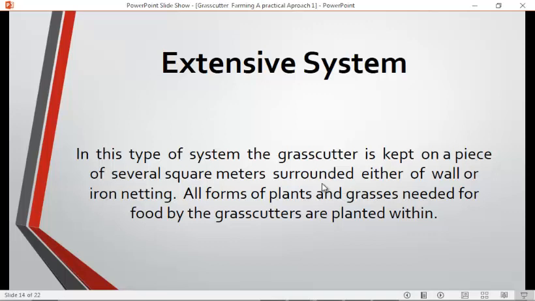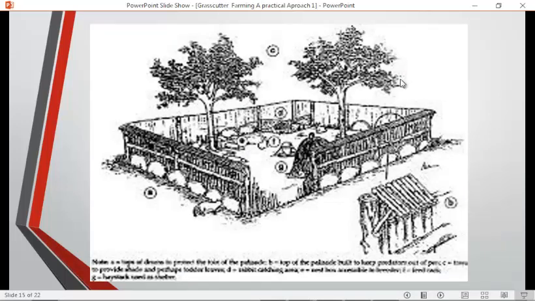So in this system, you just have a piece of land, you create a kind of fence made from iron mesh or wall, and you plant all the vegetables and whatever you want grasscutter to feed on, and you just put them there. There's no regulation, you don't control anything. You just make available for them what they will eat, and they take care of themselves. This is not very good for proper production. This is a typical example of an extensive system.